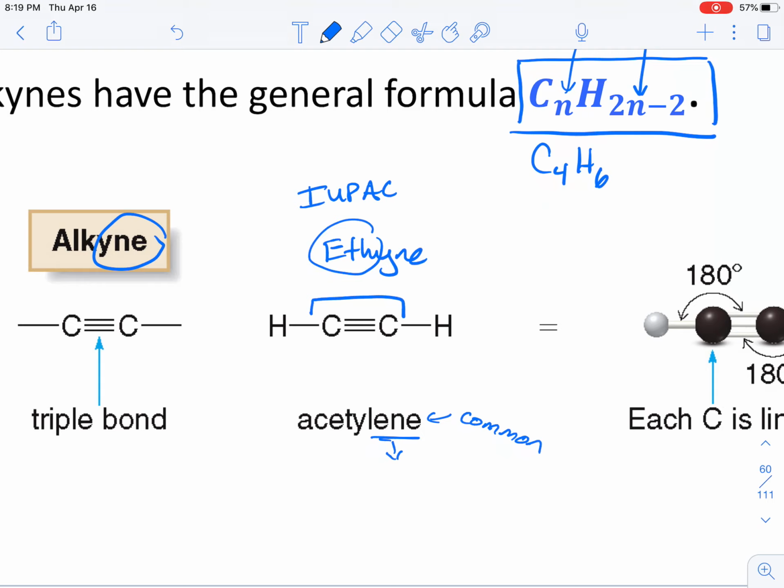That means if you apply all the rules that we've been discussing in the past several lecture videos, we would name this 2-carbon structure with a triple bond between them as ethyne. Okay? But the common name is acetylene.